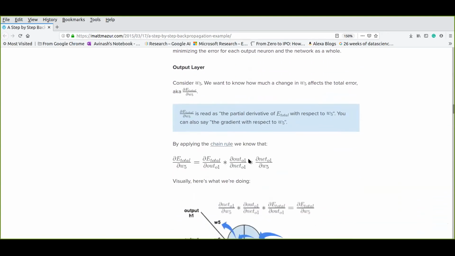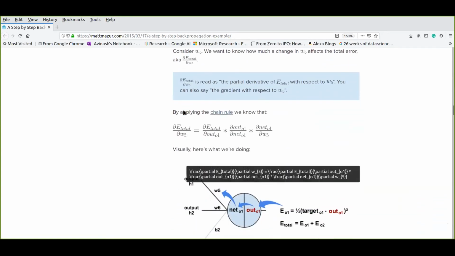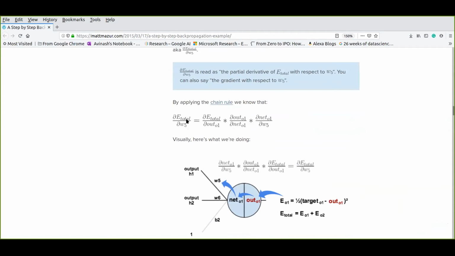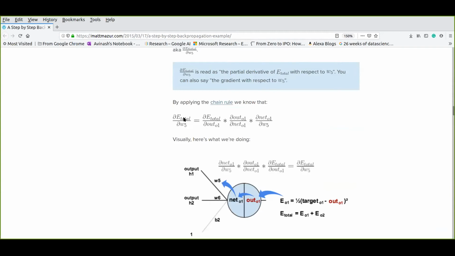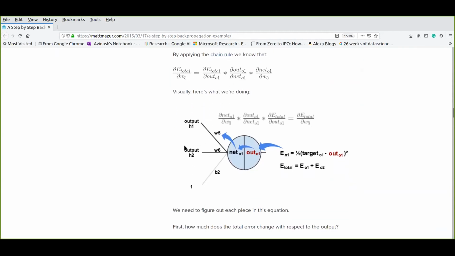So here comes the chain rule again. You have E total, and you want to know how the weight parameter W5 is going to impact it. Before we go to the equation, let's focus on this diagram. Please stop me and ask any questions if this is not clear. I think this is necessary to intuitively understand what exactly is happening here.